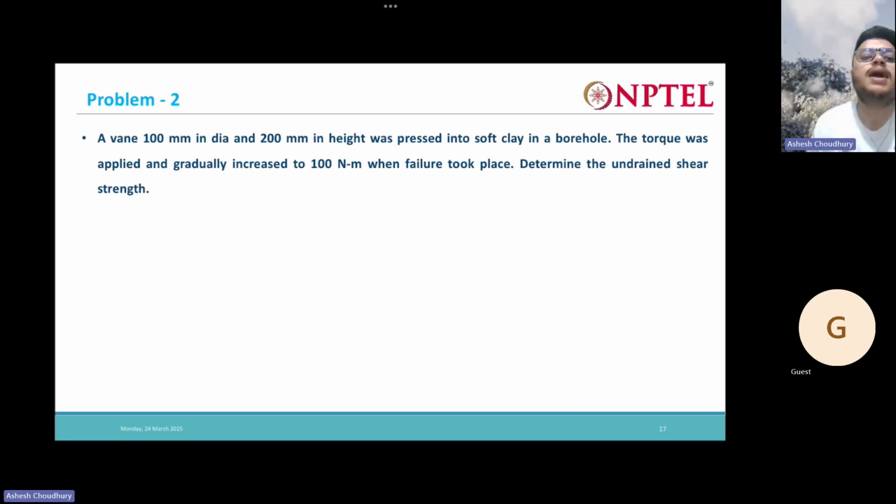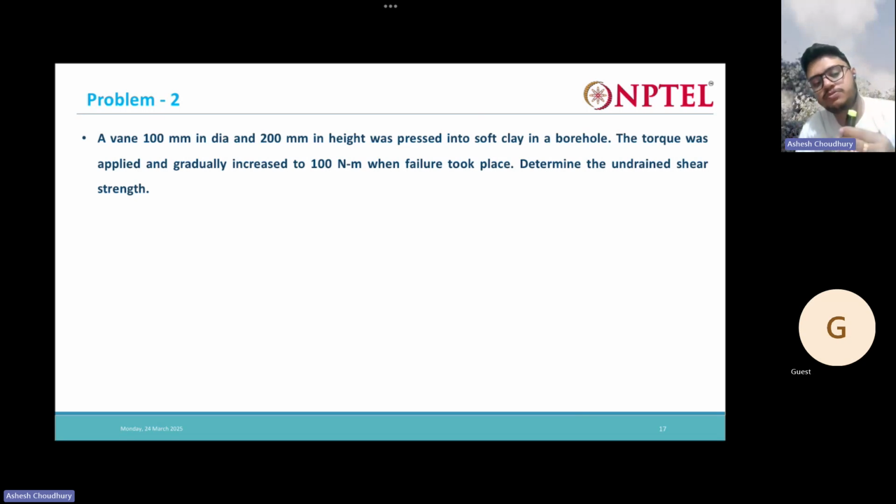Let us see. A vane 100 mm in diameter. This is a problem related to the vane shear test. If you recall, what is a vane shear test? In the vane shear test, it is generally done in situ. We have a laboratory vane shear test also, but generally the vane shear test is done in the field to get the in situ undisturbed UCS value.